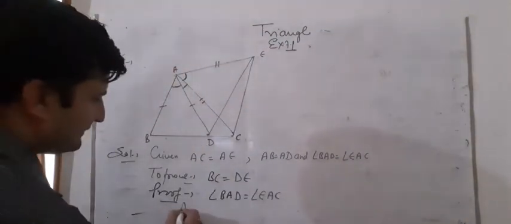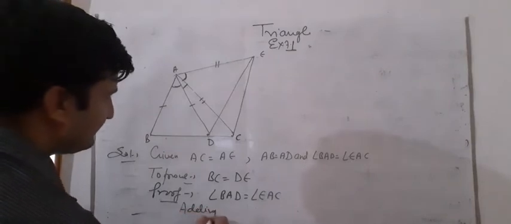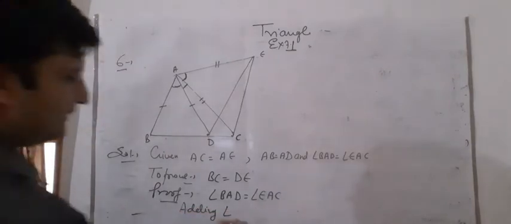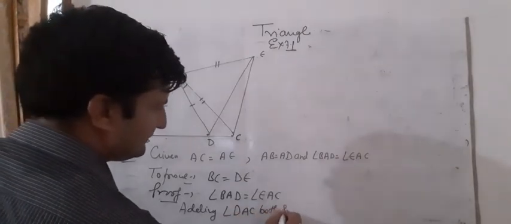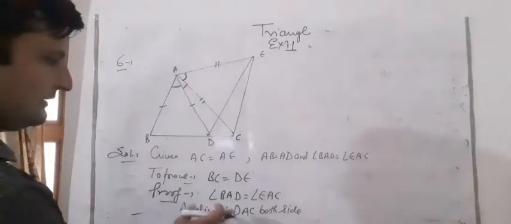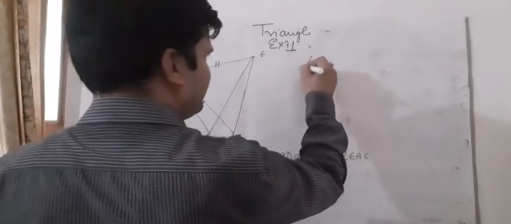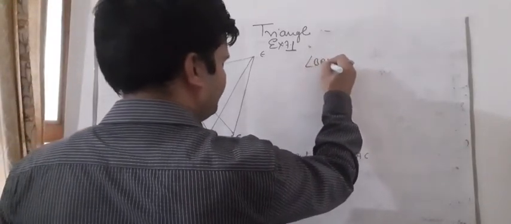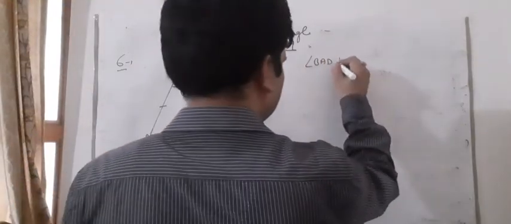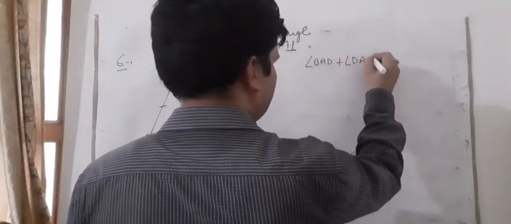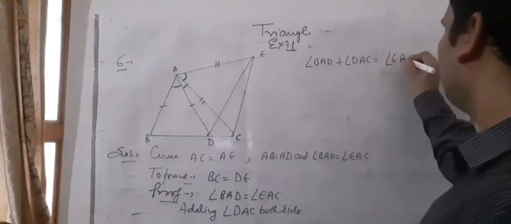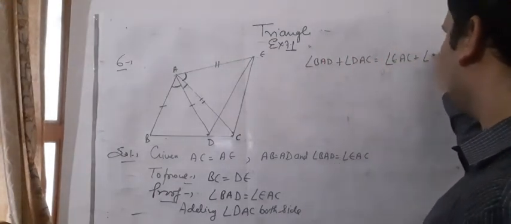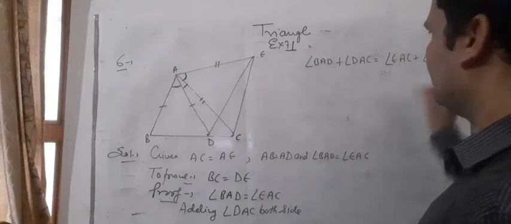Adding angle DAC both side. Both side means we have to add this angle on both sides, meaning first it is given that angle BAD plus angle DAC is equal to angle EAC plus angle DAC.